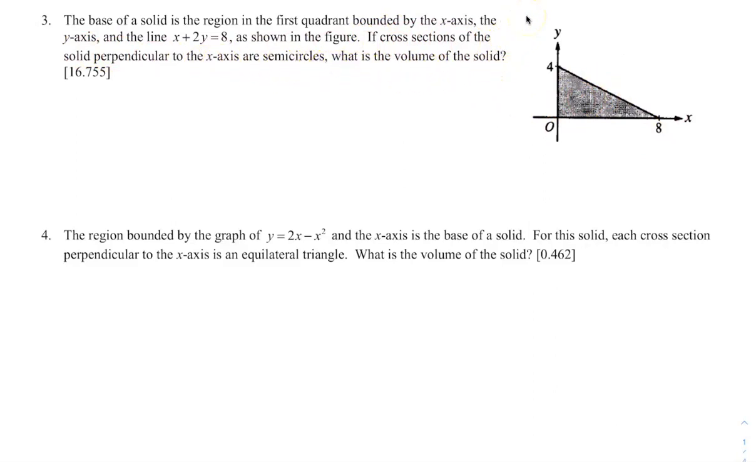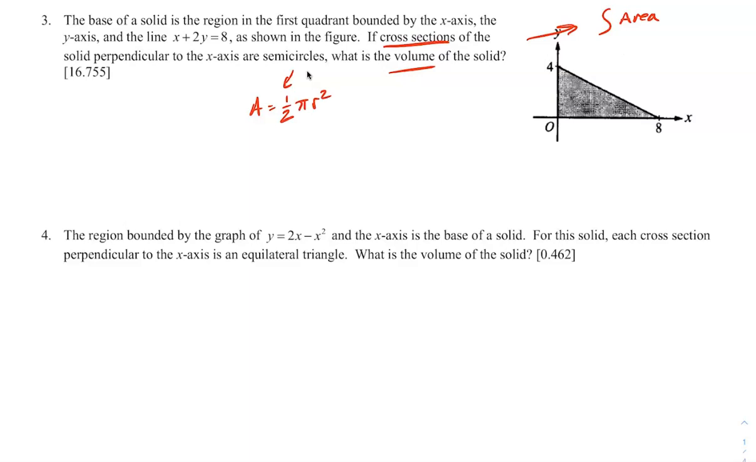So again, like I always say, cross-section volume. All we're doing is integrating the area formula. That is it. For a semicircle, we know the area equals 1/2 pi r squared. So the area of every circle is pi r squared, and a semicircle is 1/2 of that.